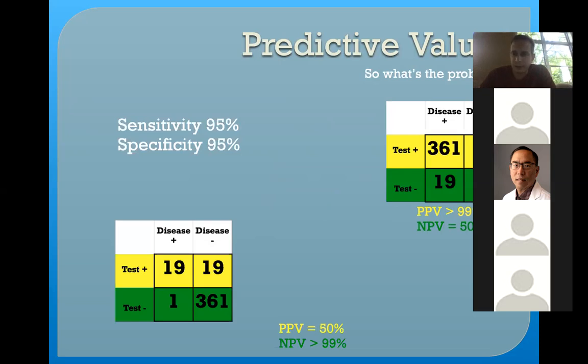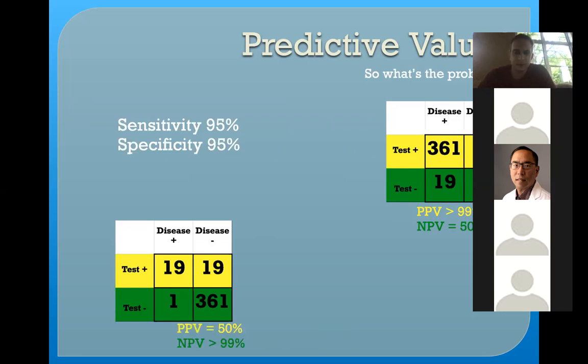Well, here on the right, we have a very highly prevalent population. So the disease is present in 95% of the patients in this population. As a result, if you do the test on a ton of people most of whom have the disease, and it comes back positive, well, it probably means they have the disease. So the positive predictive value is greater than 99%. But very few patients in this group did not have the disease, so the negative predictive value was awful, only 50%.